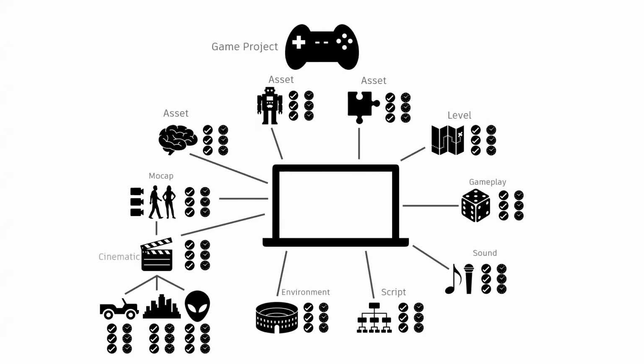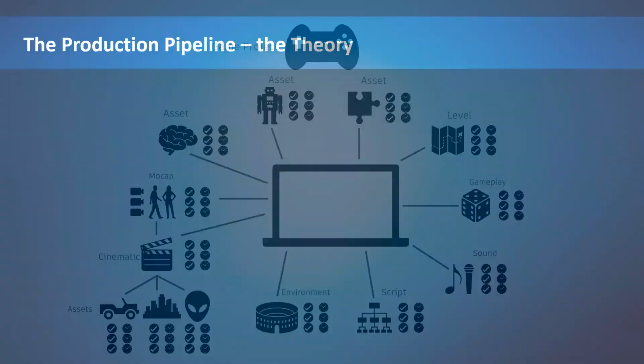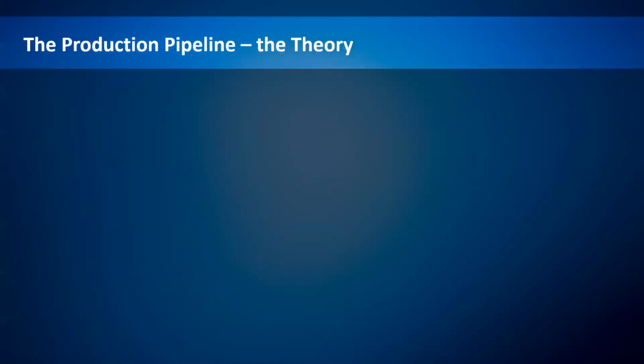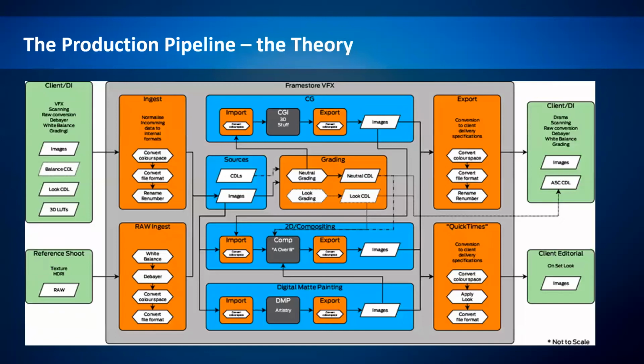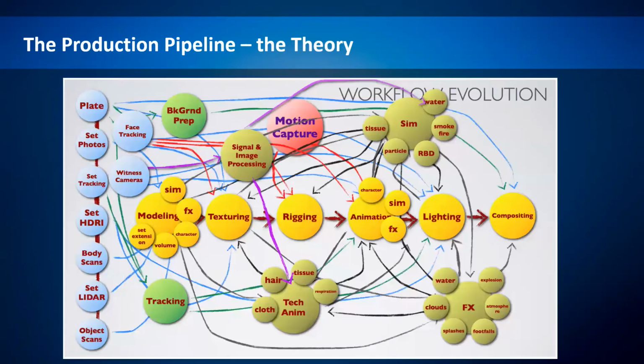So this can be a game project where you have your sound, your levels, mocap data, cinematic scenes, people working from home, people working from another satellite location in a different time zone. How are you going to manage that? Okay, that's going to be the challenge. So in theory, this should be a production pipeline, how things work from one department to another department. In the ideal world.